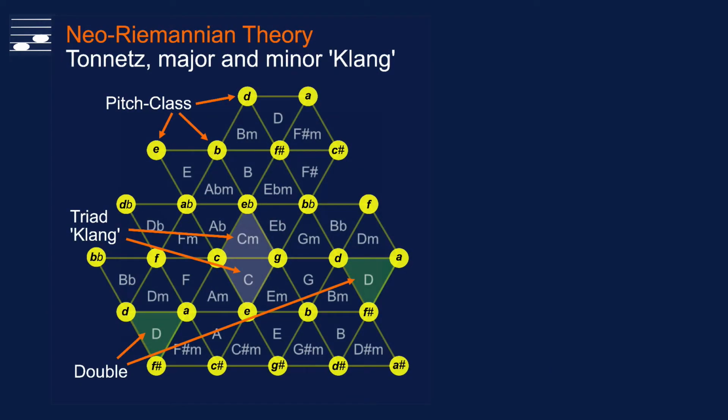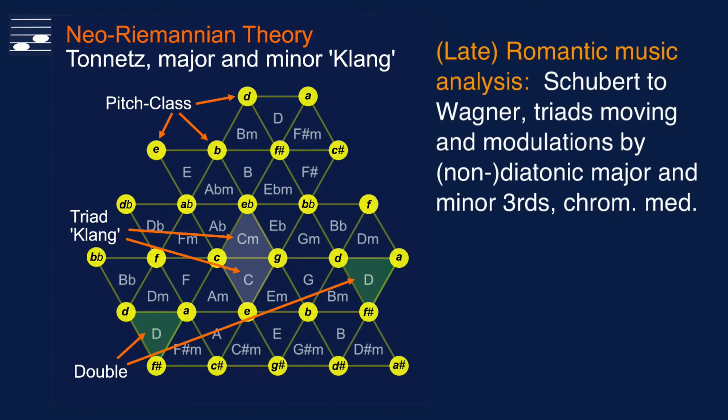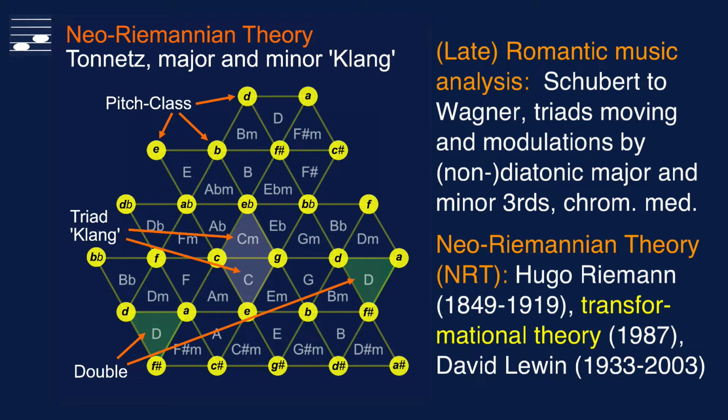This is the Tonnetz diagram, which serves as a tool in Romantic and late Romantic music analysis. Typical examples are compositions by Schubert and Wagner, where characteristic triad movement and modulation schemes involve so-called chromatic mediants, roots at 3 or 4 semitones apart. This analytical approach is named after musicologist Hugo Riemann and returned as part of transformational theory in the 1980s with the book by David Lewin as the prime representative.